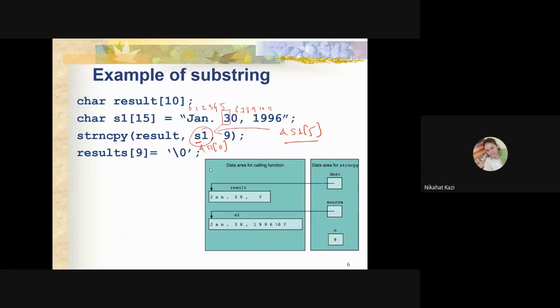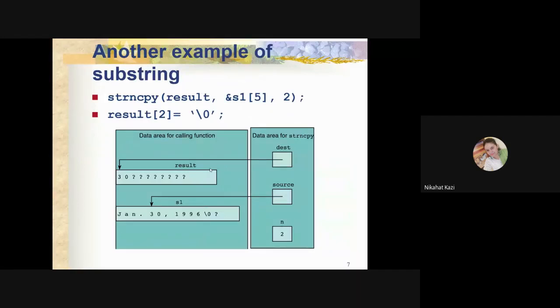I will write how many characters I want to copy, because I need to copy only 4 characters, and then I put the backslash 0 at the 4th character. So this is the change that I need to make. So I can use strncpy to obtain a substring. This is a kind of manipulation that I can perform. I'll stop here, and we'll discuss the other string functions in the next lecture, and then we'll continue with other examples.